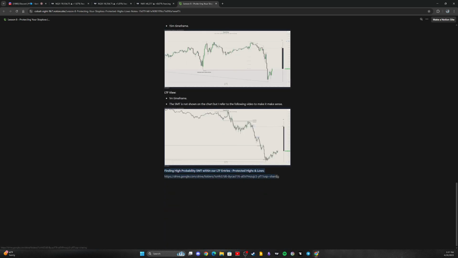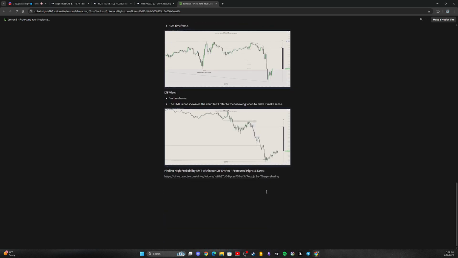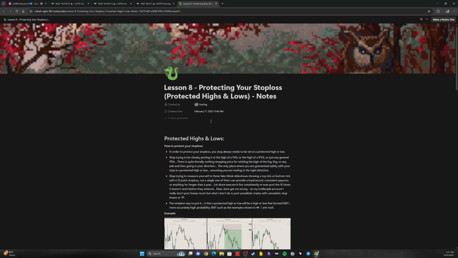Now, this little lesson I talked about down here, it's exactly what I talked about with the previous 15-minute high SMT, so I'm going to end up deleting that. But again, this is a lesson regarding protecting your stop loss with protected highs and lows. You have to have it protected with high probability SMT.